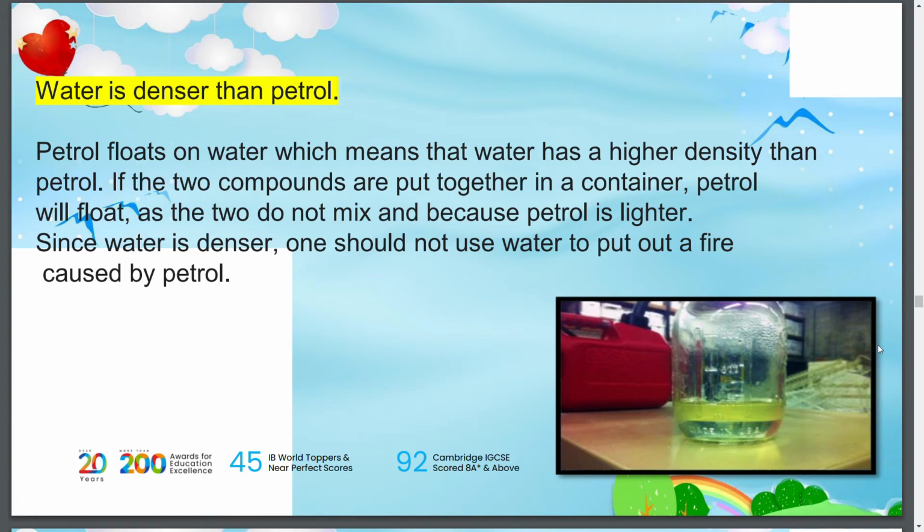If the two are put together in a container, petrol will float as the two do not mix, because the petrol is lighter, as you can see here. Since the water is denser, one should not use water on a fire caused by petrol. Whenever a fire comes due to petrol, you must not put water, because petrol will float on it and cause more fire. Here, as you can see, this is petrol. It looks a bit weird, but yeah.